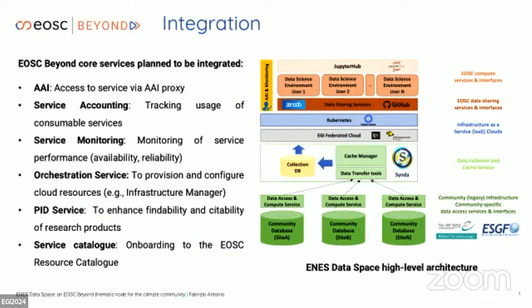Node. Among these, we have an AI solution to provide users with a uniform and easy way to access the data space, a service accounting for tracking usage of consumable resources across the federation, a service monitoring to ensure that the service and operational level agreements approved by the involved parties are met, for example, in terms of availability or reliability, and an orchestration service for provisioning, configuring, and managing resources and services on top of the federated cloud infrastructure.